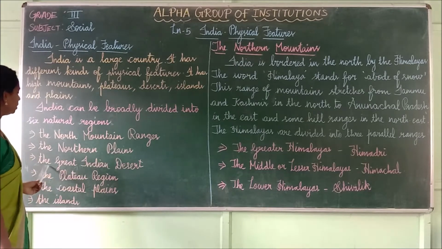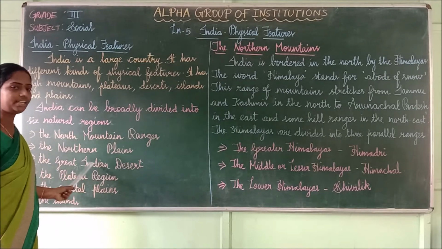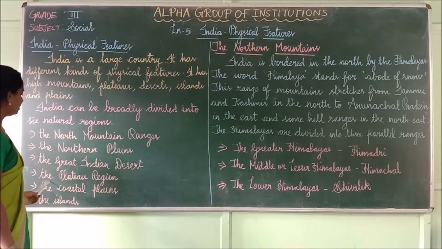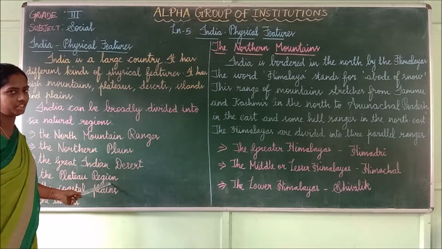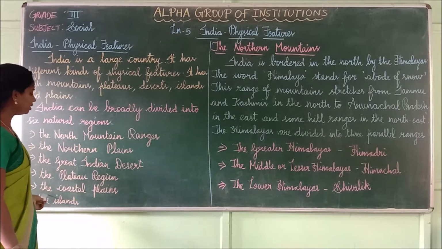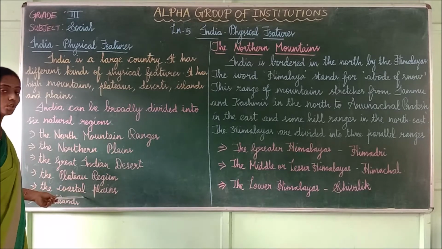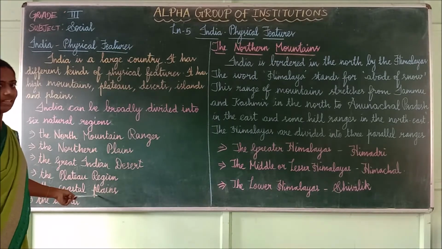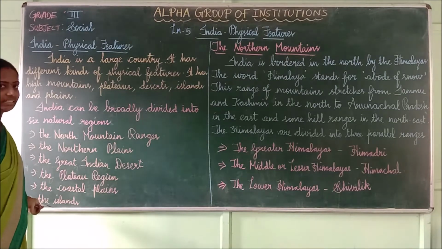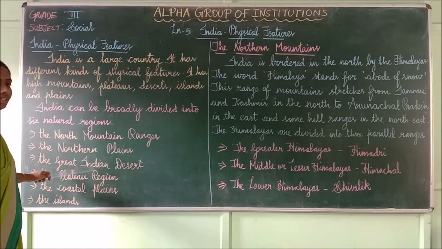The third one is the Great Indian Desert, and then the Plateau region, and then the coastal plains, where we are going to see what the coastal plains in India are, and last is the islands. In this chapter we are going to discuss only these topics.